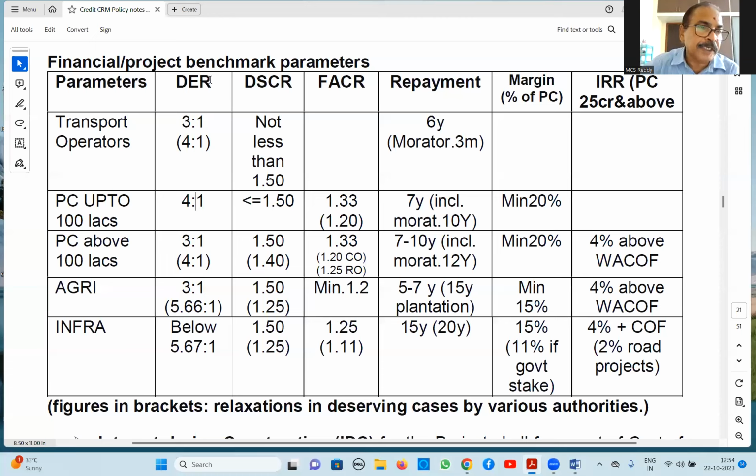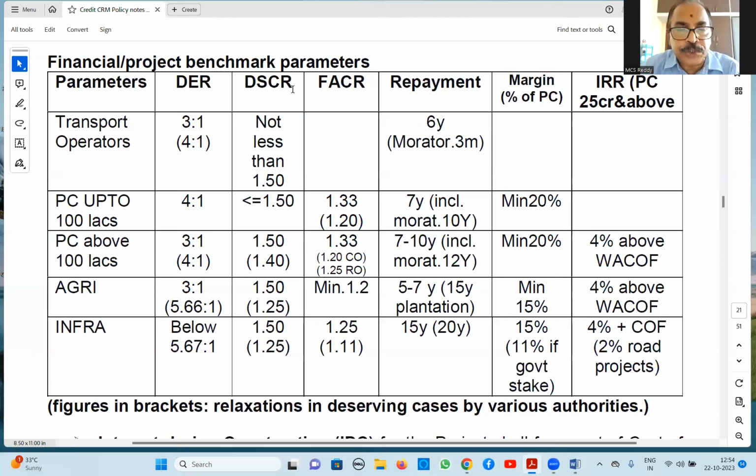This is about debt equity ratio. Debt equity ratio means debt divided by equity. Debt is long-term debt. In other words, long-term loans divided by tangible net worth. That is what equity is. Long-term loans divided by tangible net worth. This is the debt equity ratio equation and prescribed ratios.